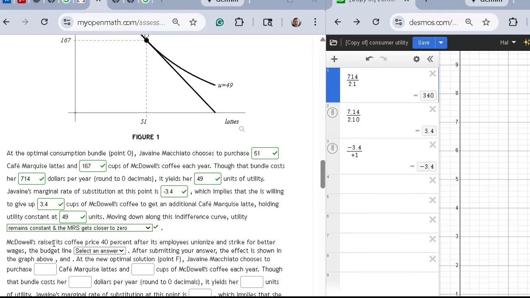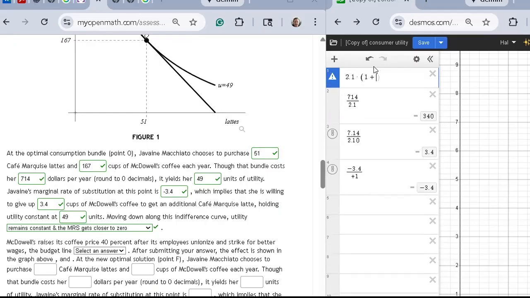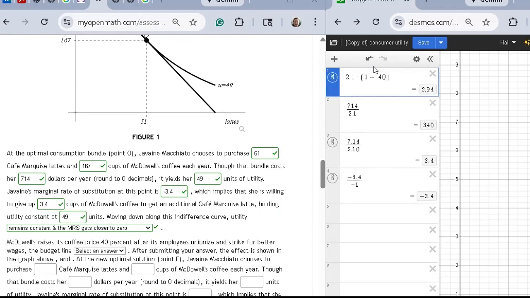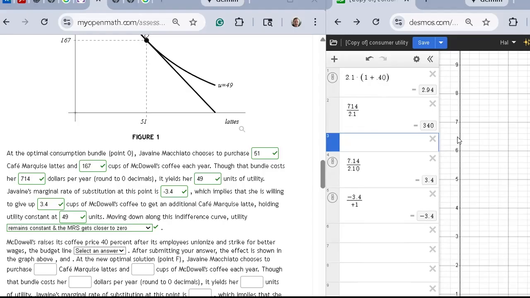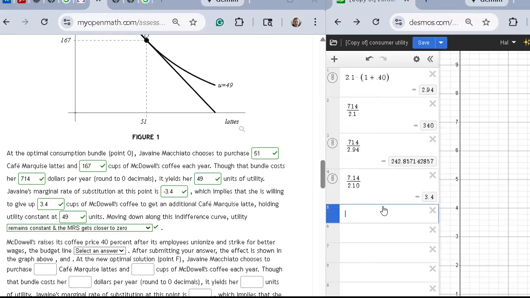Now, if McDowell's raises its coffee price 40%, let's do this. I'm going to insert a row above here where we have the original price times 1 plus a 40% increase in the price. So the new price is 2.94. We need to calculate a new intercept. The new intercept is 714 divided by the new price of 2.94. And then we need a new slope, which is going to be the original latte price divided by the new coffee price, 2.94.